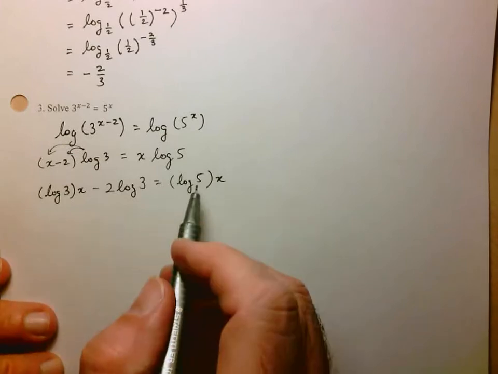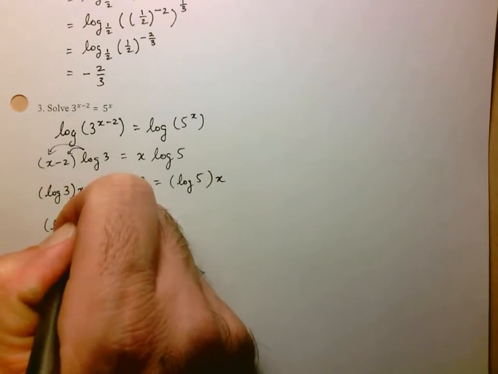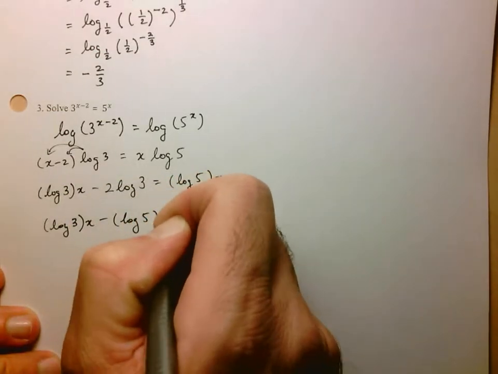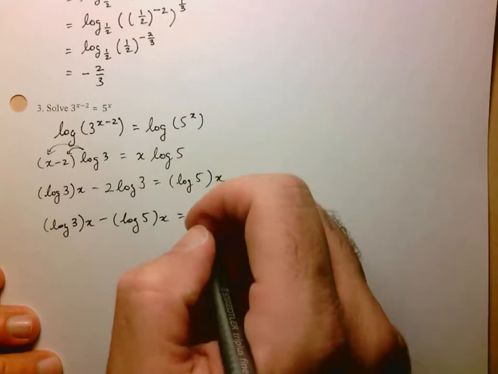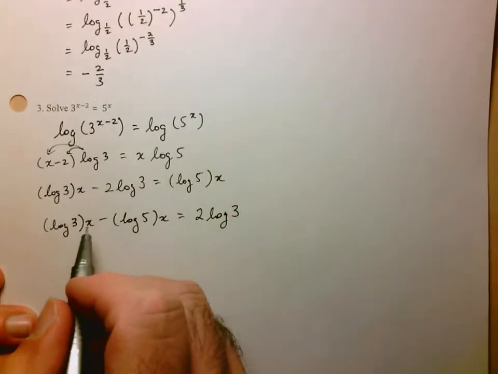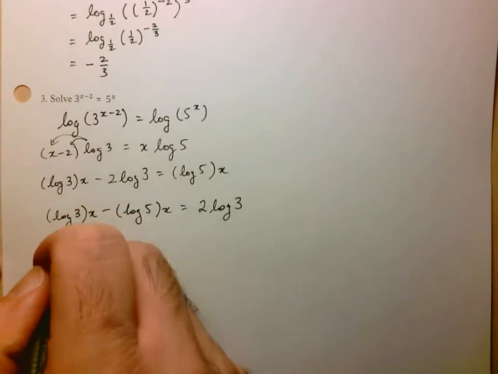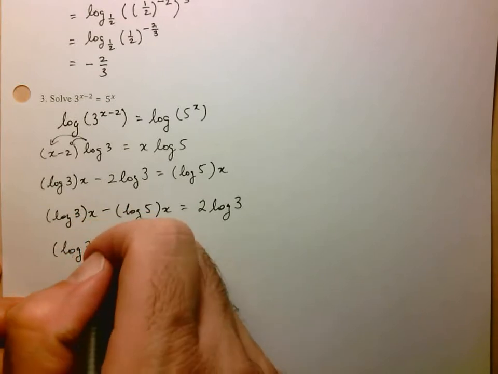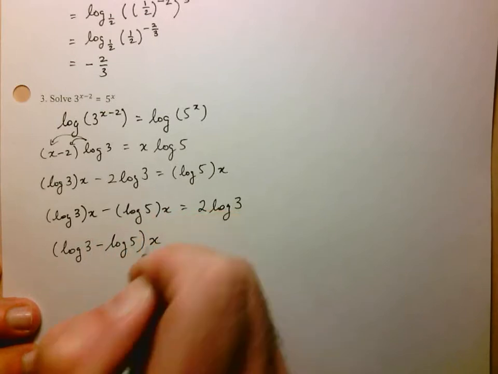So now we bring all the x's to one side. So here we have log 3 times x minus log 5 times x. And then we'll bring that to the other side, which will be positive 2 log 3. Here, this is just a subtraction of like terms. How does one subtract like terms? By subtracting their coefficients. So I have to subtract log of 3 minus log of 5 times x.